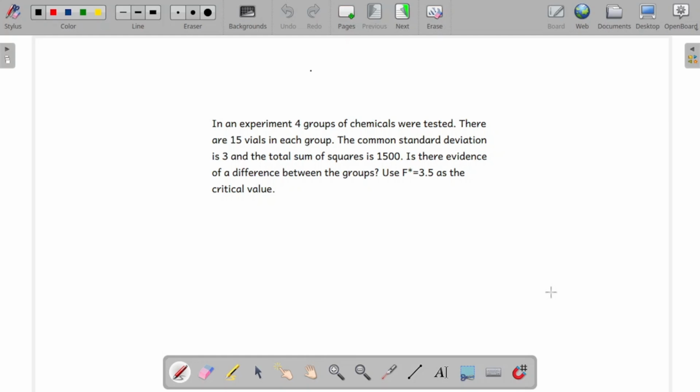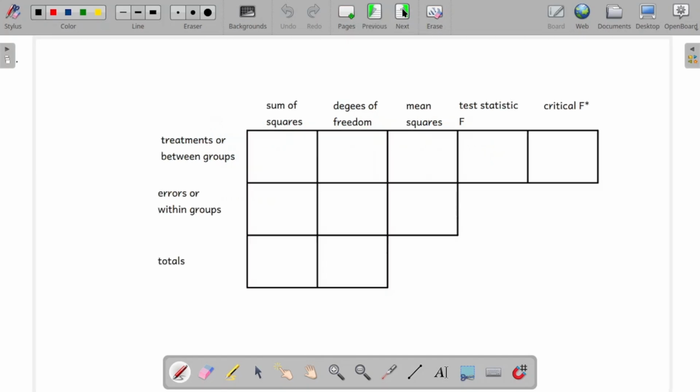Remember, sum of squares represents a measure of variance. We want to know, is there evidence of a difference between the groups? To judge this, we'll use a critical value of F at 3.5. So to do this, we need to start out by filling in the table. Now let's take a look at the table for analysis of variance.